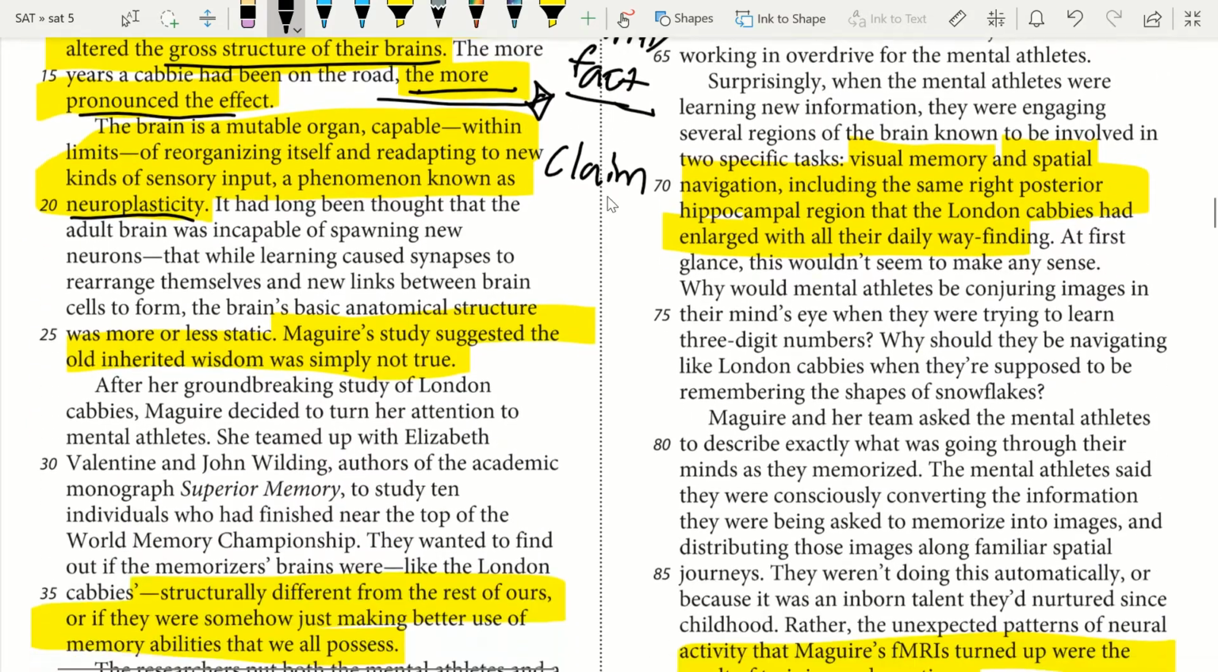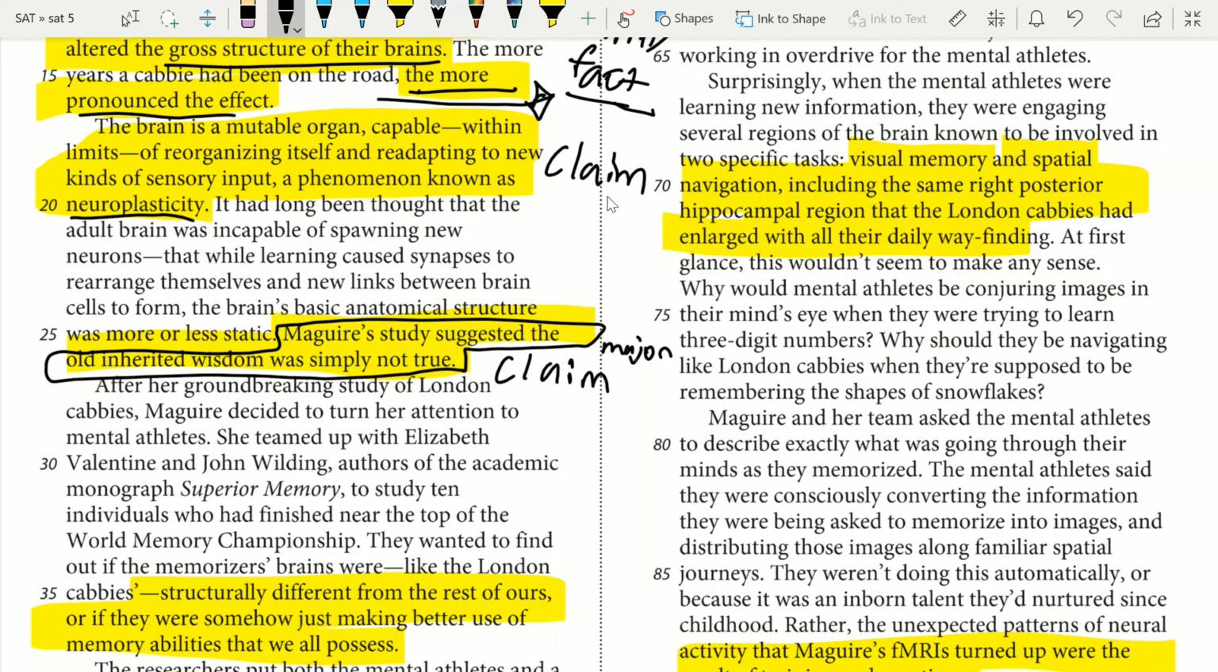All right, next we have McGuire's study suggested the old inherent wisdom was simply not true. This right here is a very, very strong claim and very, very central to our passage, okay? We're discussing how the old claim that the brain's structure couldn't change is not true. We're saying that the brain's structure can change. That's a major claim in the passage, so we definitely want to highlight that one. That one is not something we could cut.